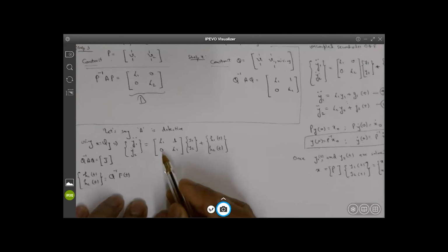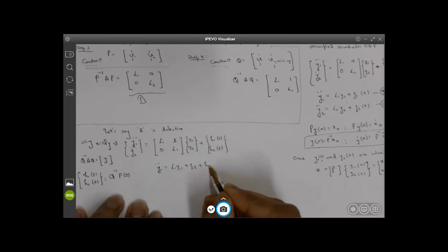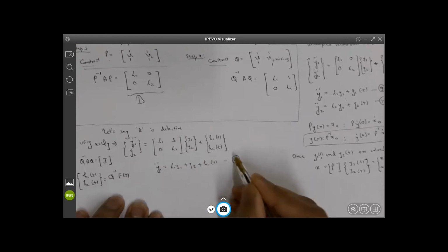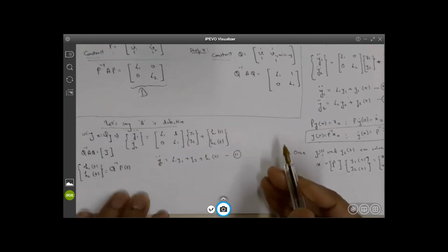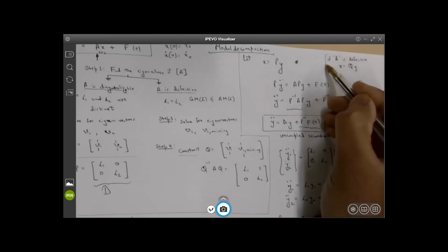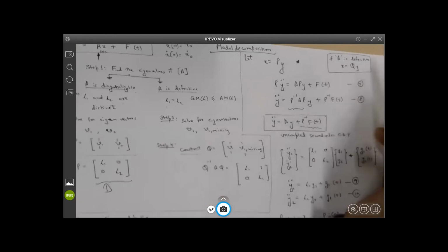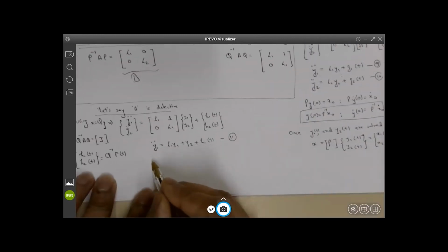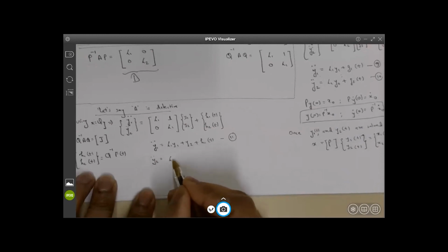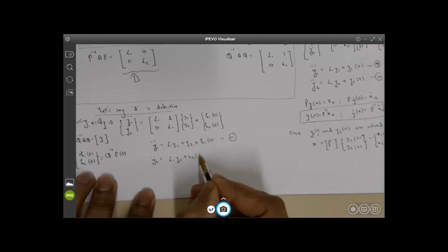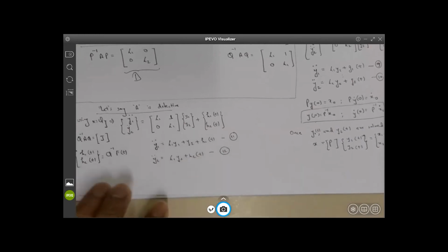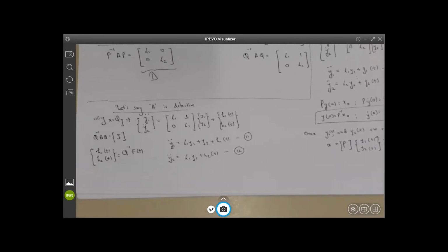If you look at this equation, if I write the equations back again, I will get y1 double dot equals lambda 1 y1 plus y2 plus h1(t). That will be your number 11 equation. And y2 double dot would be lambda 1 y2 plus h2(t). Are you guys with me?